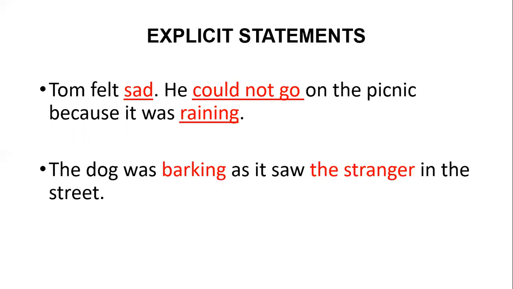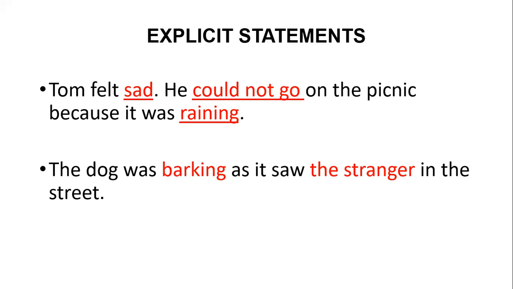The dog was barking as it saw the stranger in the street. In this sentence, the dog was barking. The reason? Because it saw the stranger in the street. So you don't need to think about what has happened, or whether the meanings are underlined.